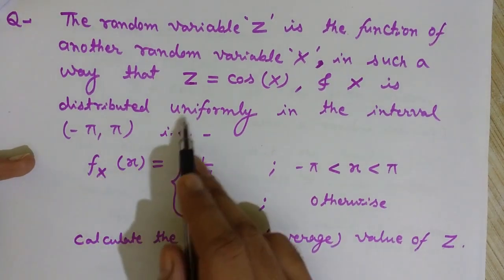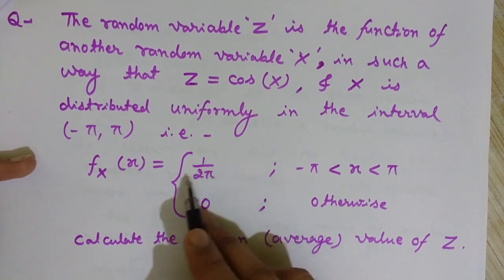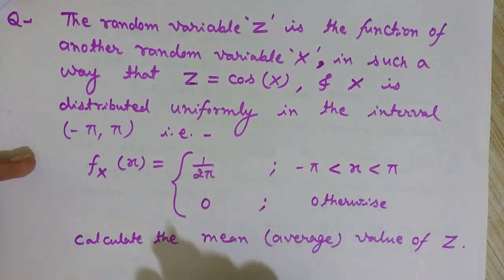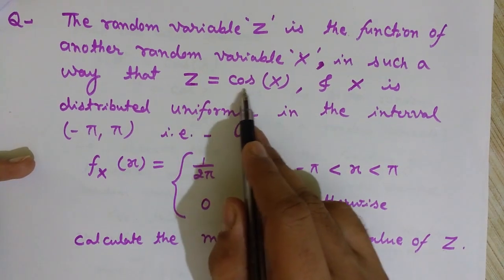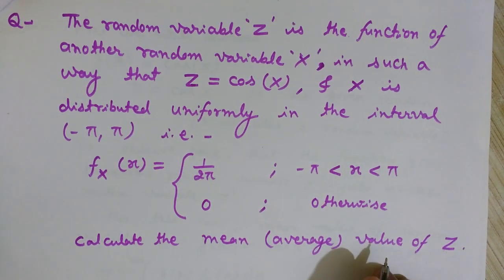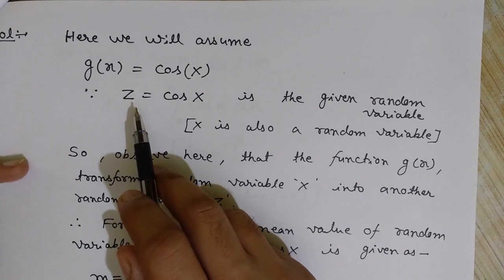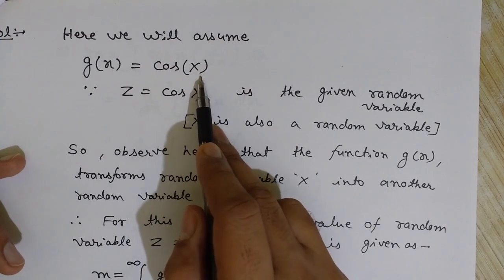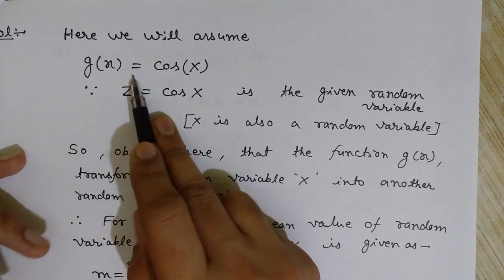The probability density function is given, because we will need it. It is 1 upon 2 pi from minus pi to pi, and 0 for other values. I want to calculate the mean or average value of this random variable z, which is given as the cos of another random variable x. Now how do we calculate this kind of mean? We have seen the formula, and we will assume that g(x) is here cos x. Z was given as cos x, we will consider it as g(x), and use the formula.